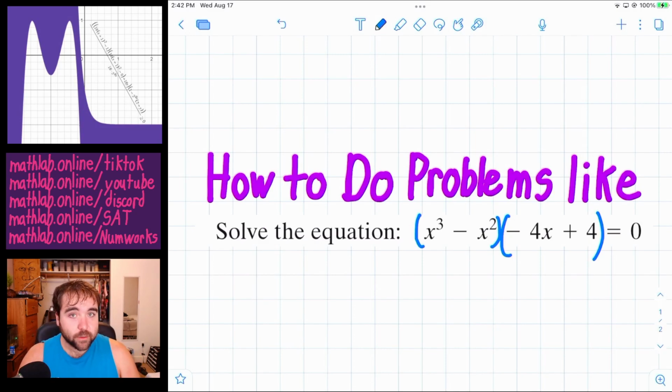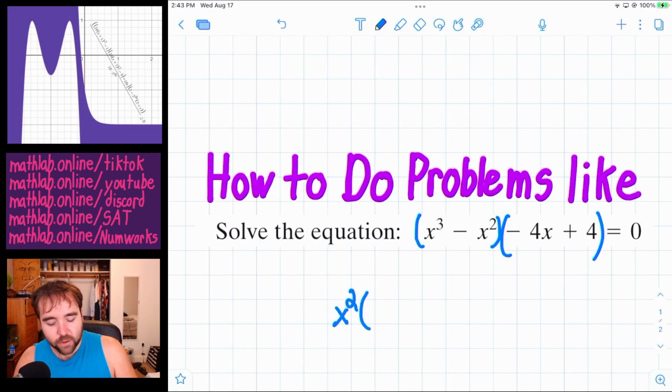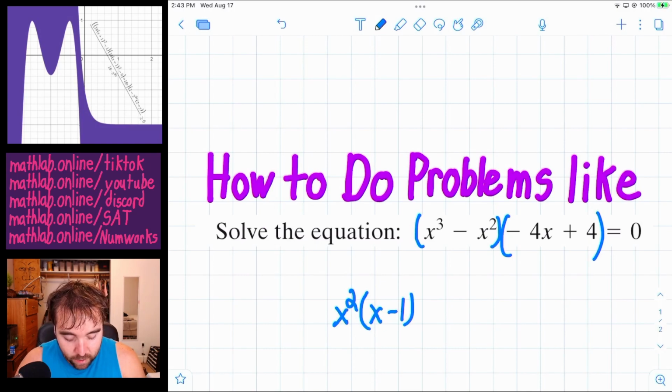Well, there's an x squared in both of those terms. So let's factor an x squared out of the first group. And what does that leave us with? x minus 1. Awesome. Now, what can we factor out of the second group?